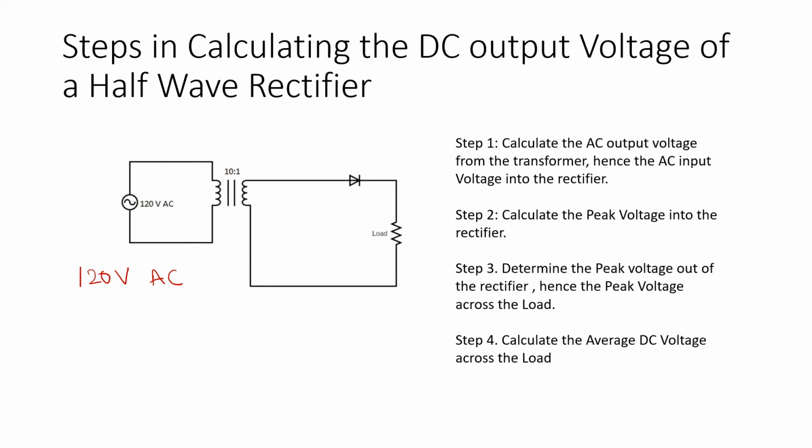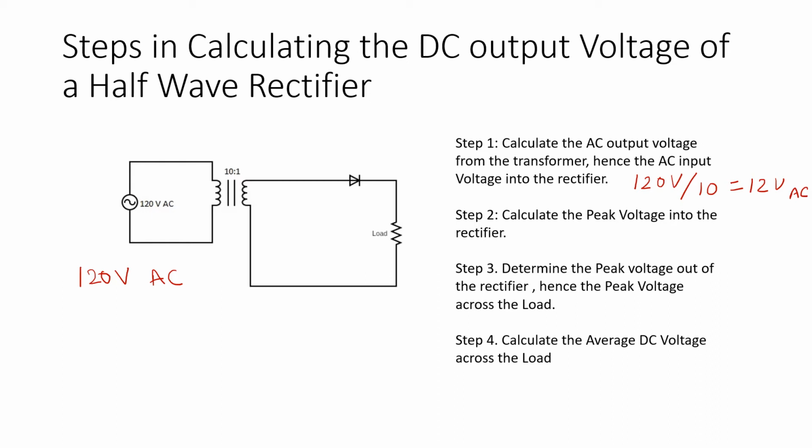So the first step is to calculate the AC output voltage from the transformer, hence the AC input voltage into the rectifier. Once you know the voltage from the transformer, that is the same voltage into the rectifier. So we do that by dividing the input voltage by 10. So this would be 120 volts divided by 10, which equals 12 volts AC. So that's the voltage out of the transformer.